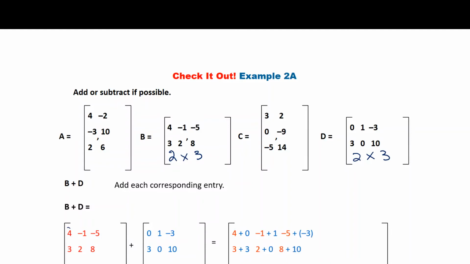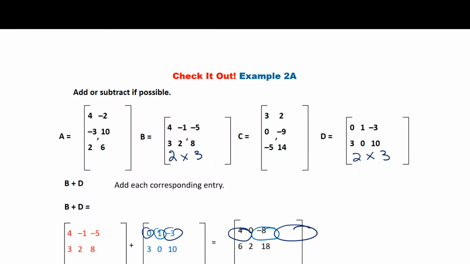You could see 4 plus 0 is here. All right. -1 plus 1 here. -5, -3. All right. And these have all been done for you. So here they are, and your new answers are in the same places. Okay, let's keep on moving.